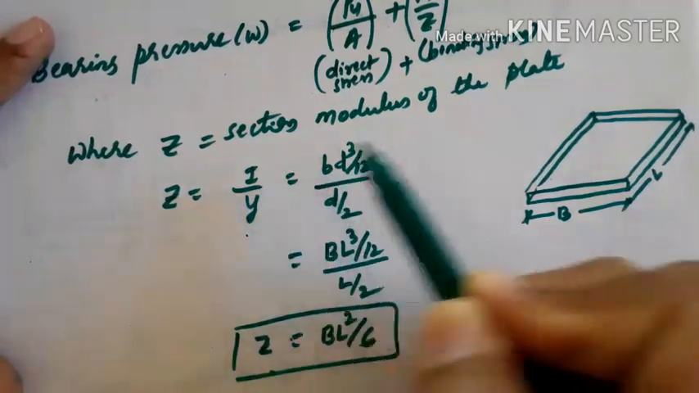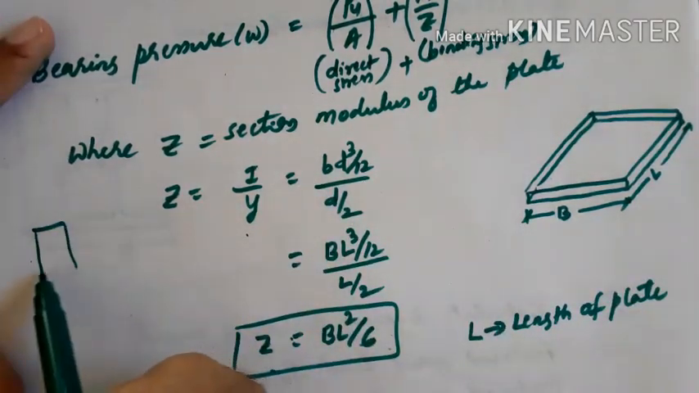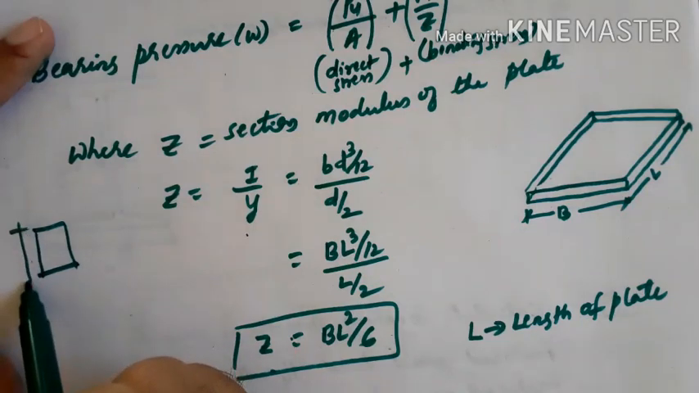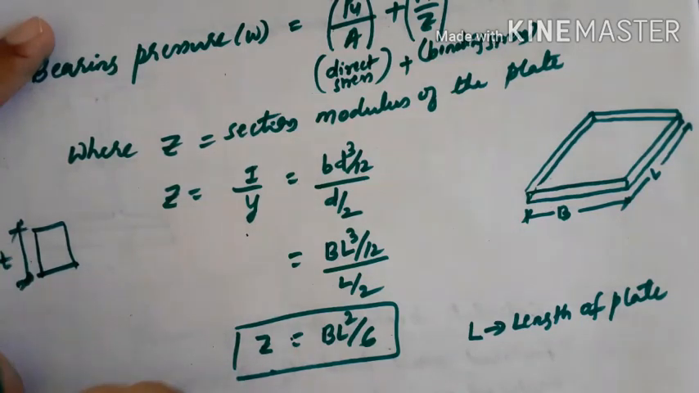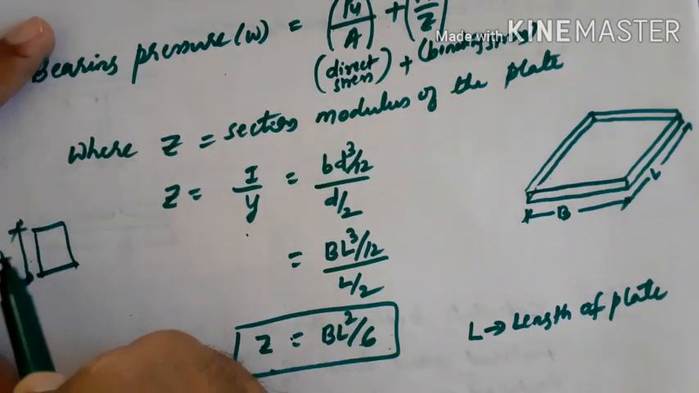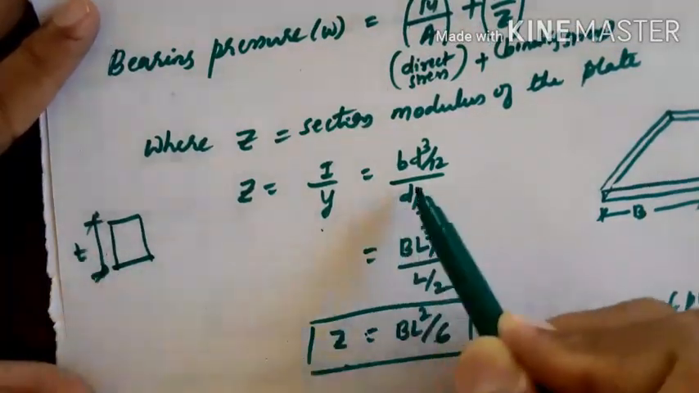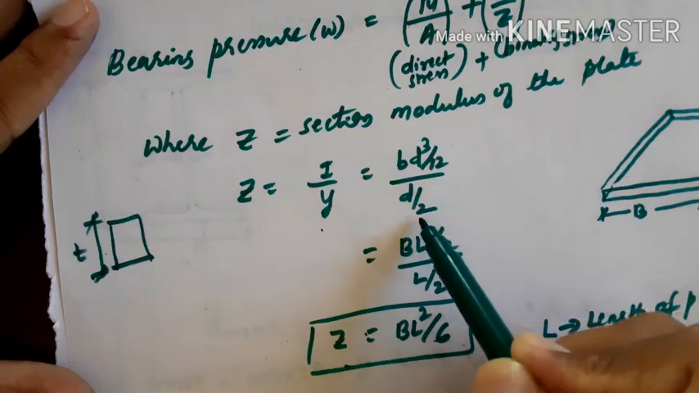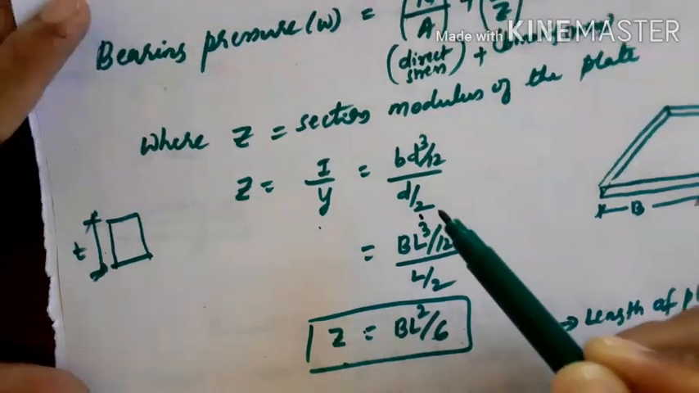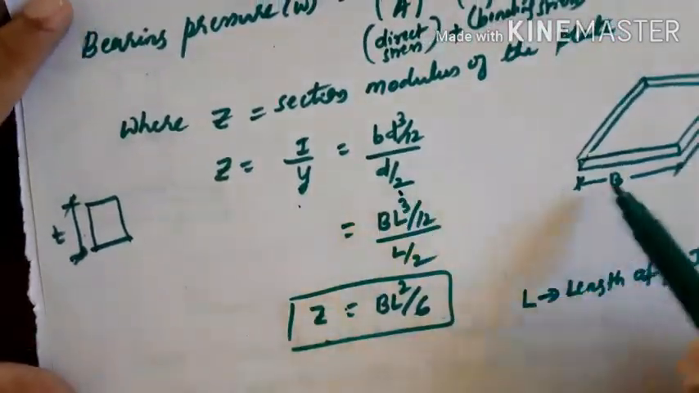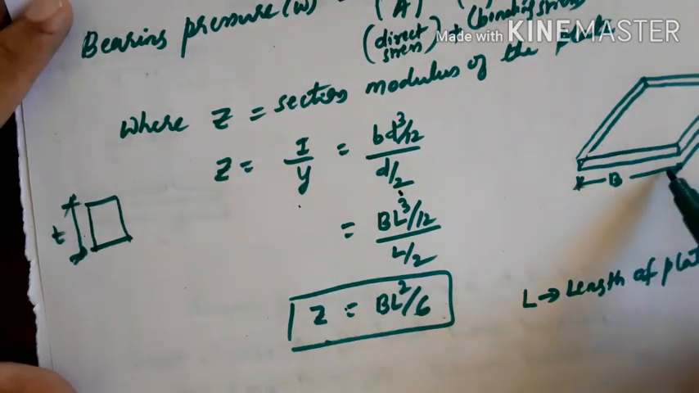Since it is a rectangular plate of thickness t, and here the thickness to be considered as d, I is BD cube by 12, divided by d by 2. Then the b to be taken here is B, and the depth to be taken as L. Okay, in this way.